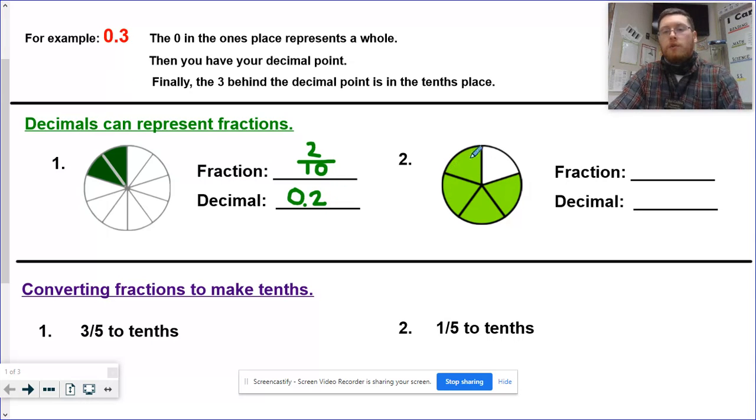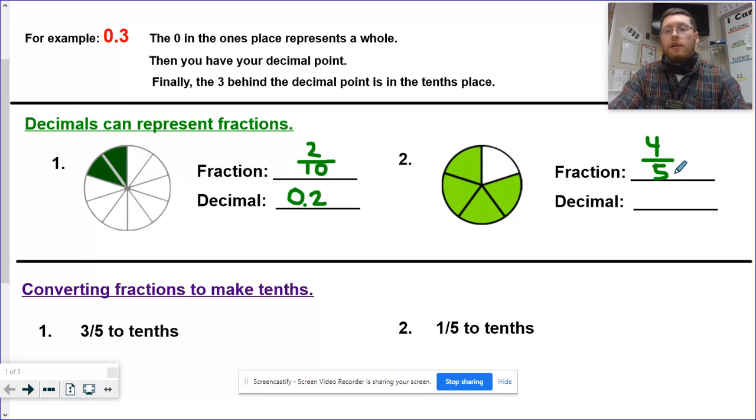Then for number 2, this one is not broken into tenths. This one is broken into fifths, but I'm going to show you later on how you can change fifths to tenths. So we're just going to do fifths right now. So I have 1, 2, 3, 4, 5 total pieces. How many are shaded in, or how many does it represent? 1, 2, 3, 4. Awesome. So I have 4 fifths.